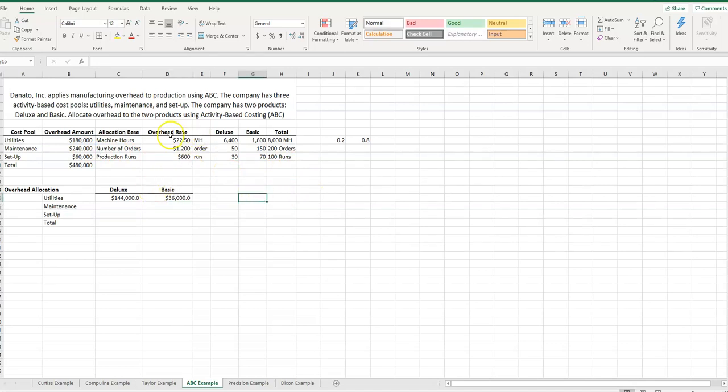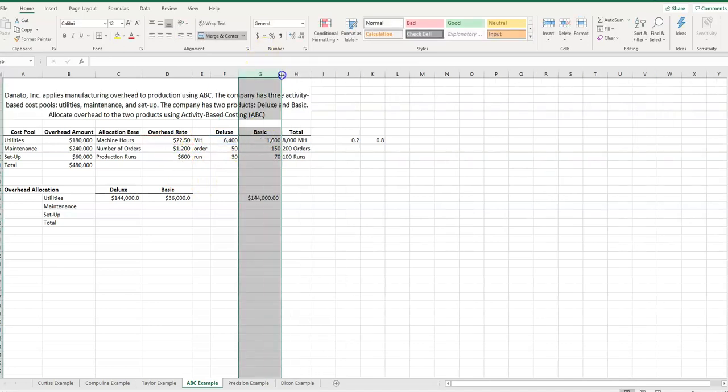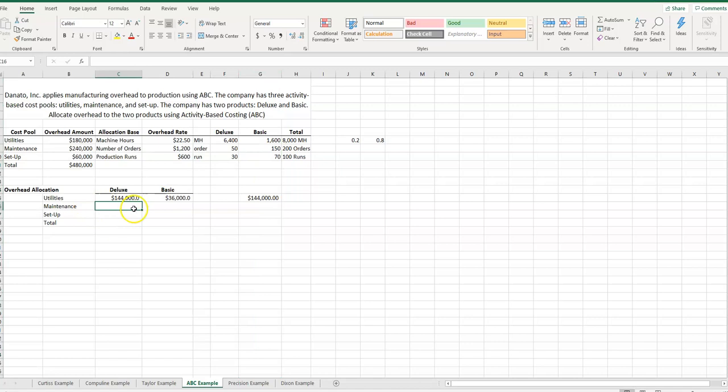If instead we decide to do it by the total machine hours and the overhead rate, for the deluxe we would take 6,400 times our $22.50. As you can see, we get the same exact result. So you can calculate it either way.